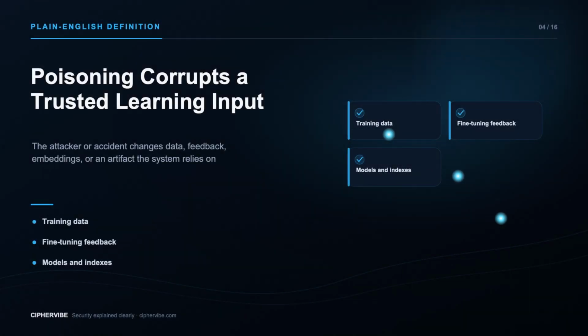Model poisoning is often used as an umbrella phrase. More precisely, data poisoning manipulates pre-training, fine-tuning, feedback, or embedding data. Model tampering alters a trained artifact or its dependencies. Both are integrity problems. The system behaves according to corrupted evidence instead of its intended specification.